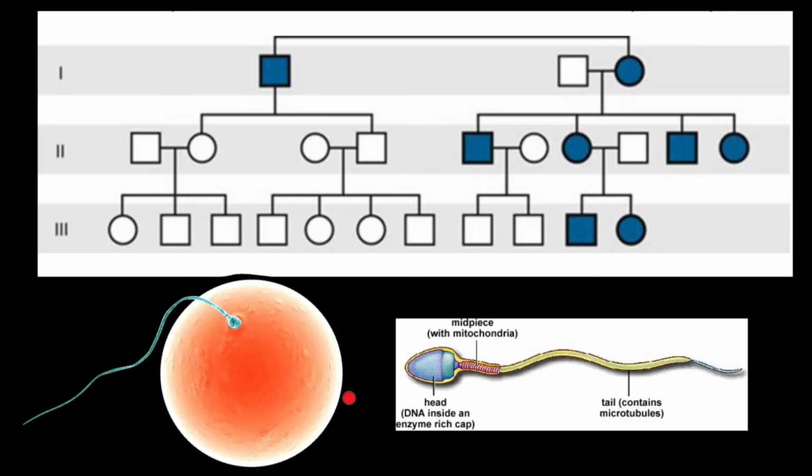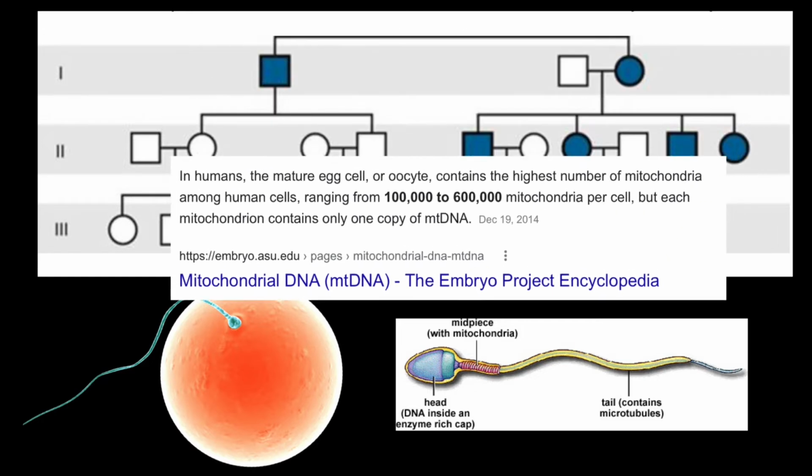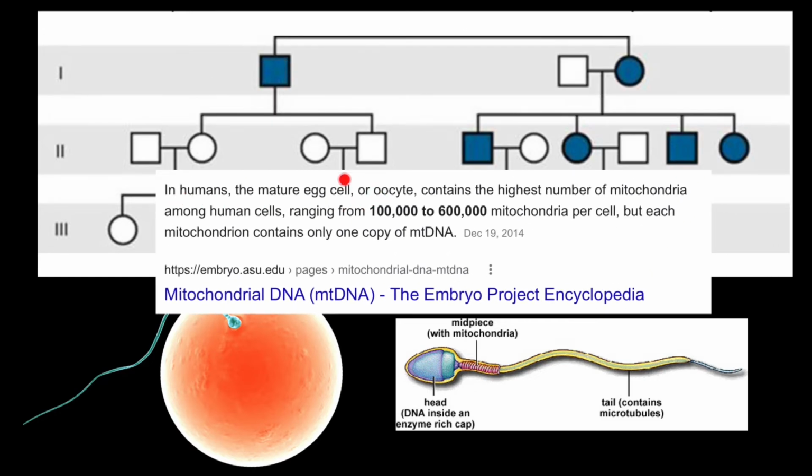But how many mitochondria can we find in a single egg cell? Take a look at this picture and here's the information. In humans, the mature egg cell, or oocyte, contains the highest number of mitochondria among human cells, ranging from 100,000 to 600,000 mitochondria per cell. But each mitochondrion contains only one copy of the mitochondrial DNA. Now take a breath and compare just 50 mitochondria in a spermatozoon and 100,000 to 600,000 mitochondria in an egg cell.